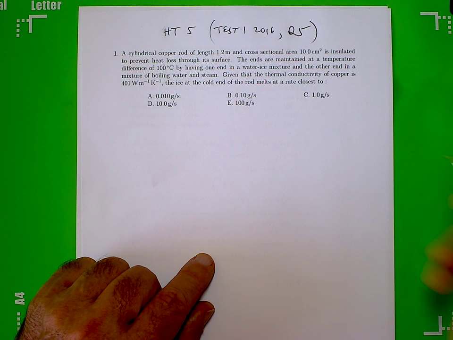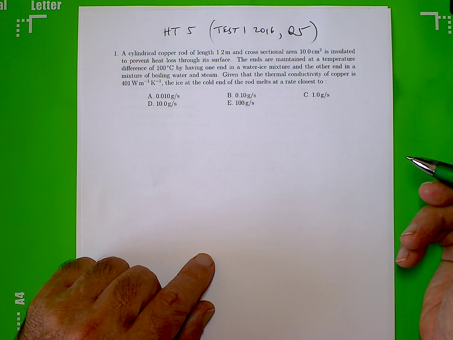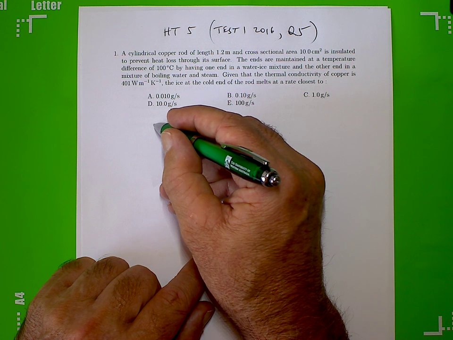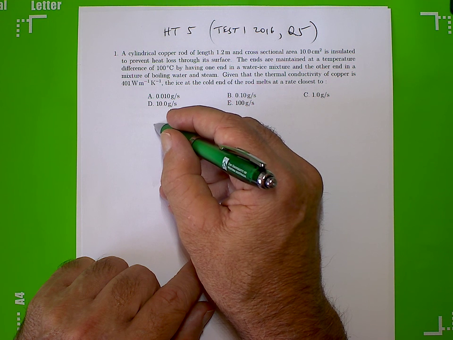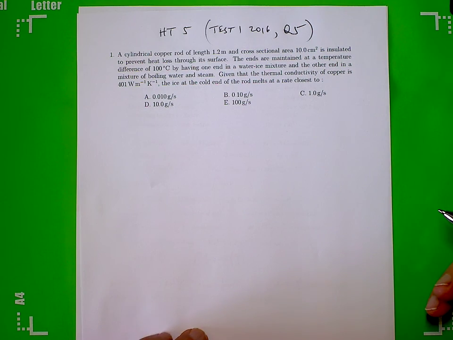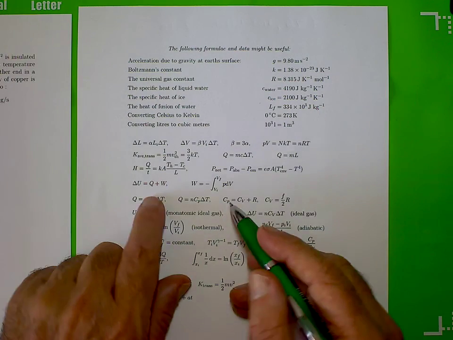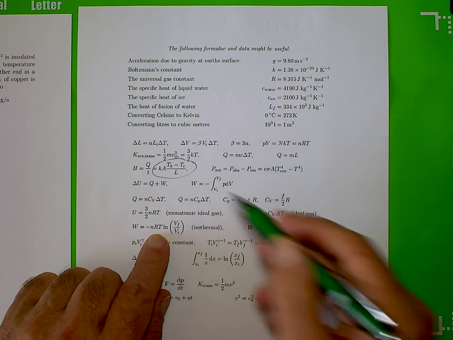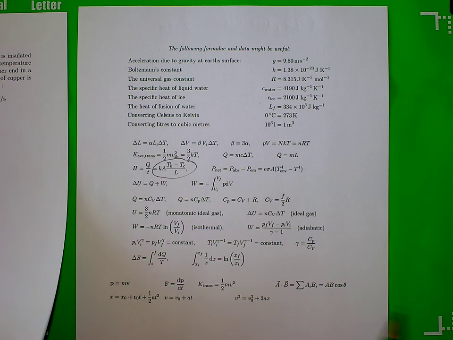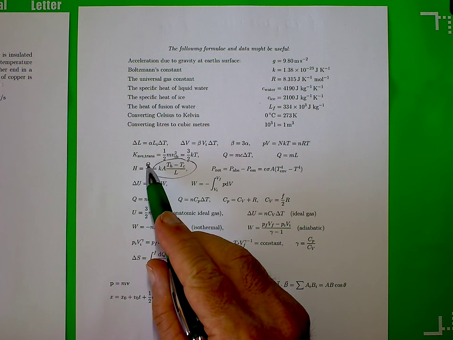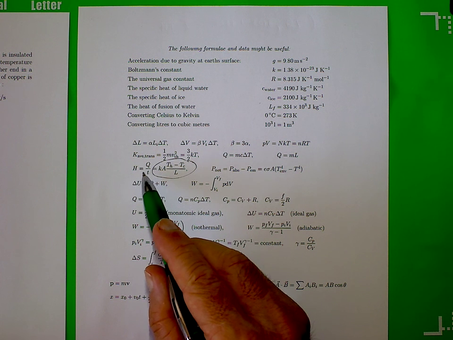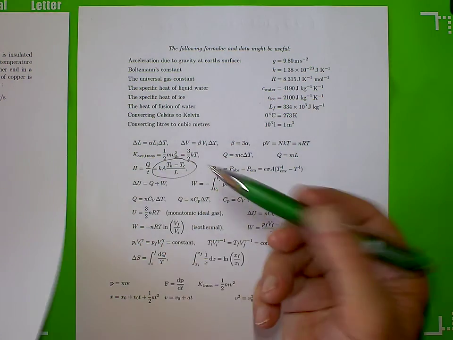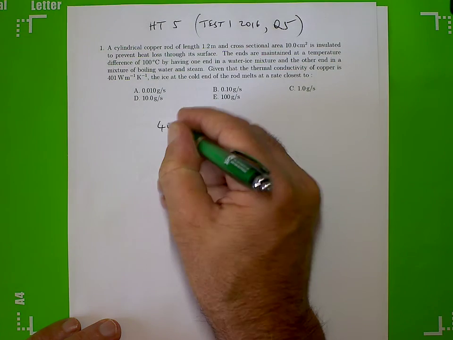Alright, so we basically have to find the heat flow through the copper rod, and it's a conductivity problem. I'll be lazy and look up a formula. That one looks good. So that is giving me the heat per unit time. So heat per second is given by K, which is 401.